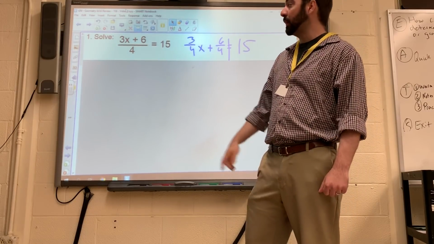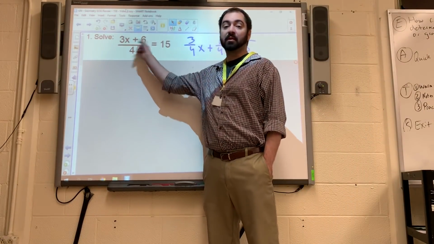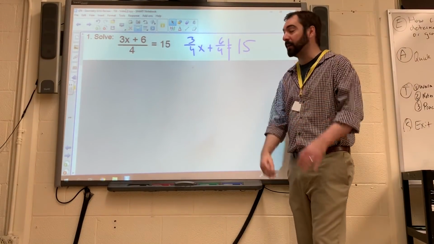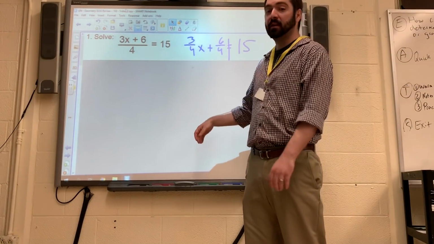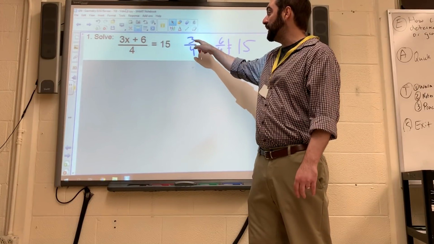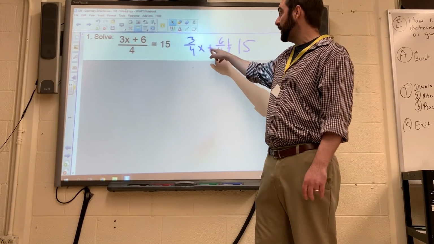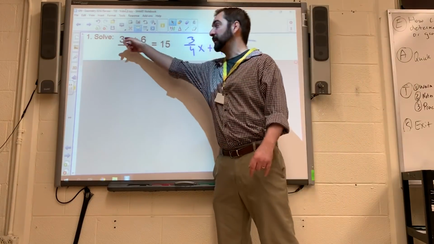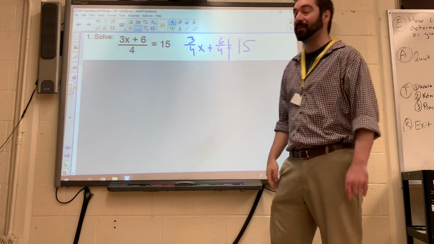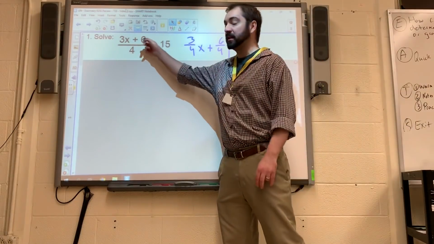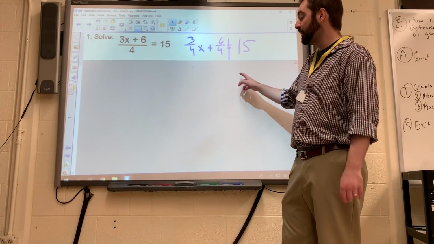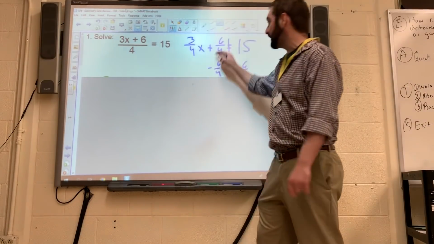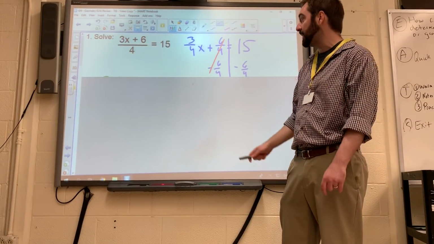So number one from the warm-up, we have 3 times x plus 6, all being divided by 4 is the same as 15. First thing we need to do is break up the problem so that we have 2 fractions that equal our sum. So 3 over 4 times x plus 6 over 4 is the same as 15 is how we'll set that problem up, because everything is over 4. Once we have it set up, first step, we have plus 6 over 4. So the first step is to subtract 6 over 4 on both sides.